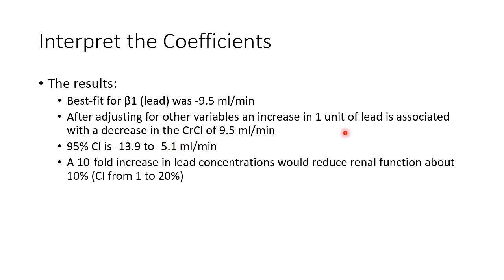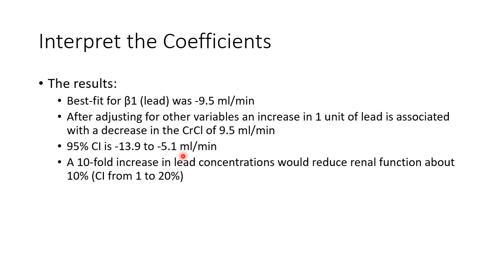So that means for every unit change in lead, you should see a decrease in creatinine clearance of about 9.5 mLs per minute. And looking at the confidence interval, it was negative 13.9 to negative 5.1. So again, there's some variability there, but it should be somewhere within that range. We're 95% confident that it's actually in that range if we were to apply it to a greater population of male patients, because we're only looking at male patients in this particular case.